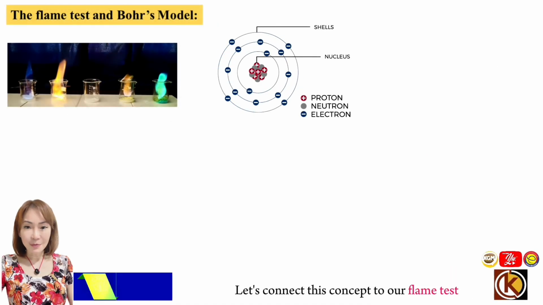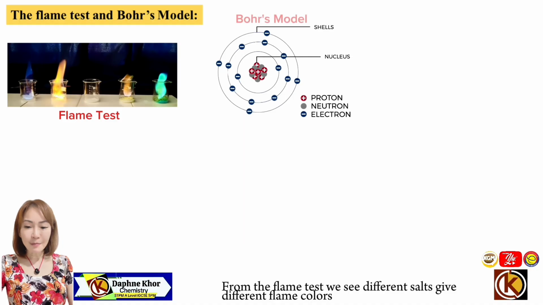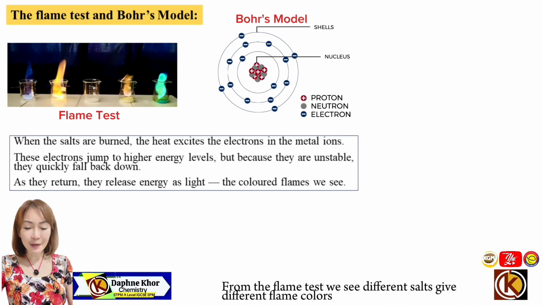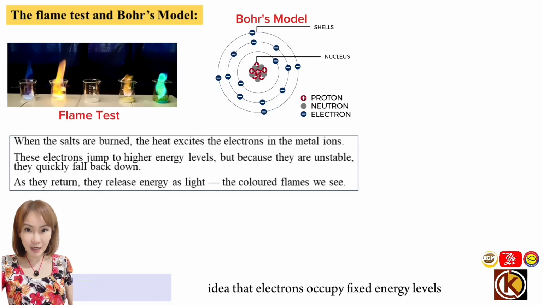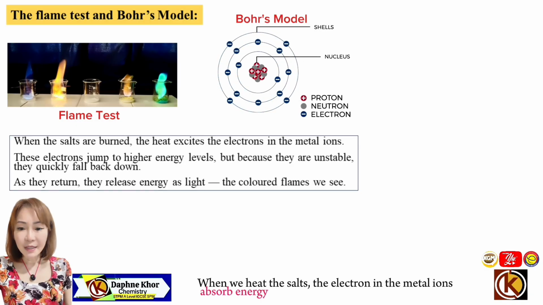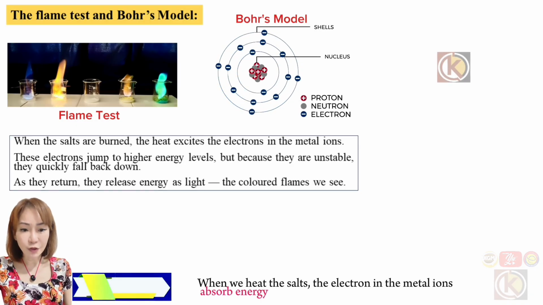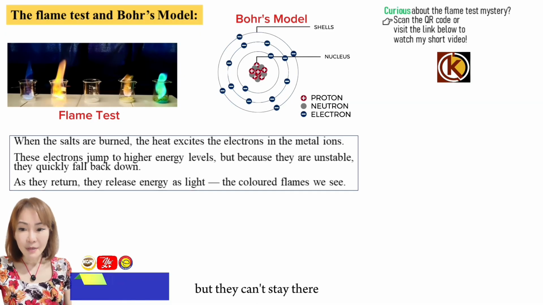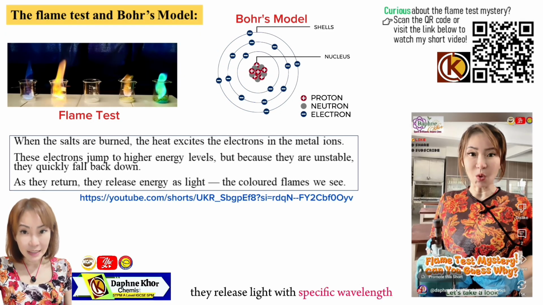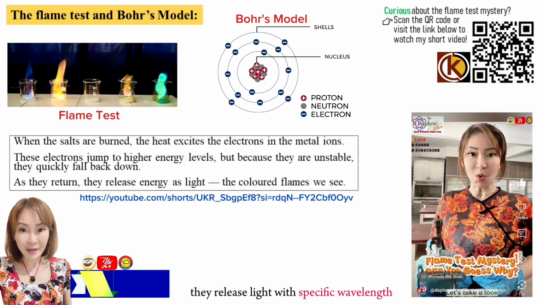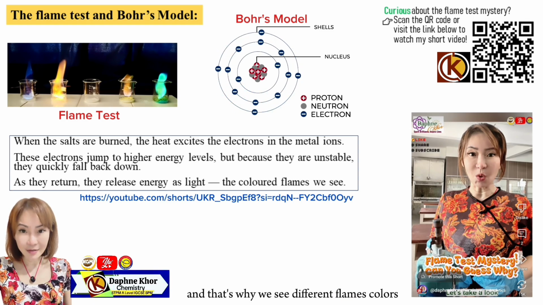Let's connect this concept to our flame test. From the flame test, we see different salts give different flame colors. This links back to Bohr's idea that electrons occupy fixed energy levels. When we heat the salt, the electrons in the metal absorb energy and jump to higher energy levels, but they can't stay there. They are unstable. They fall back down and release light with specific wavelengths, and that's why we see different flame colors.